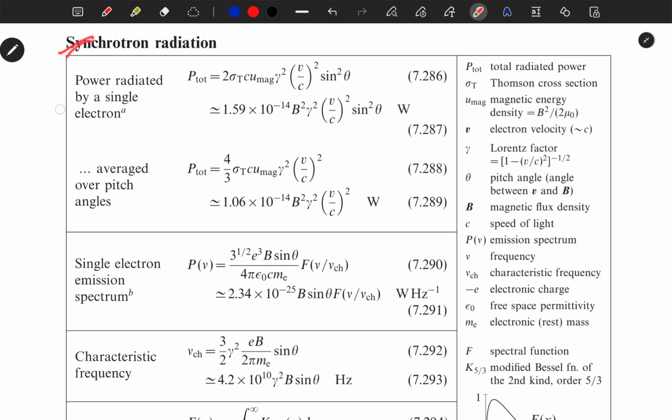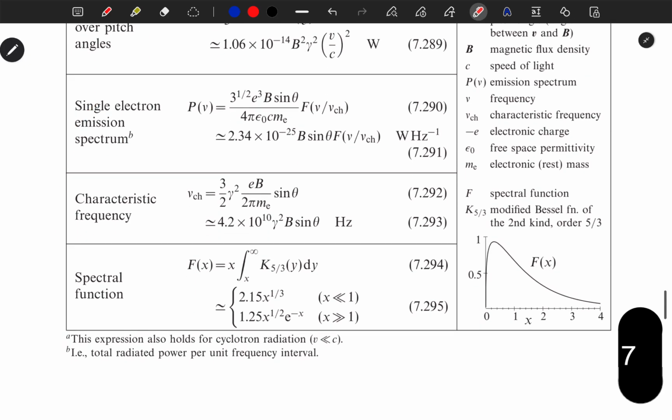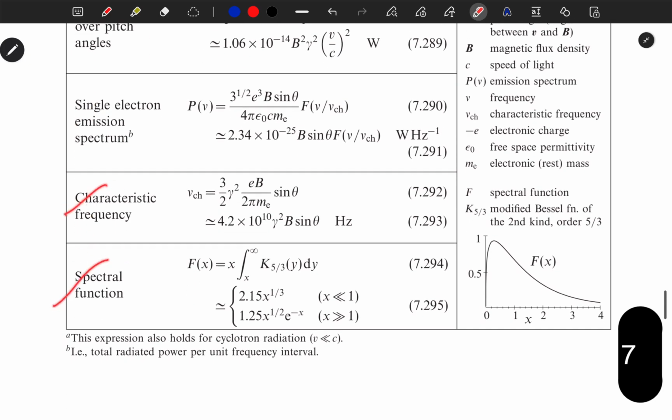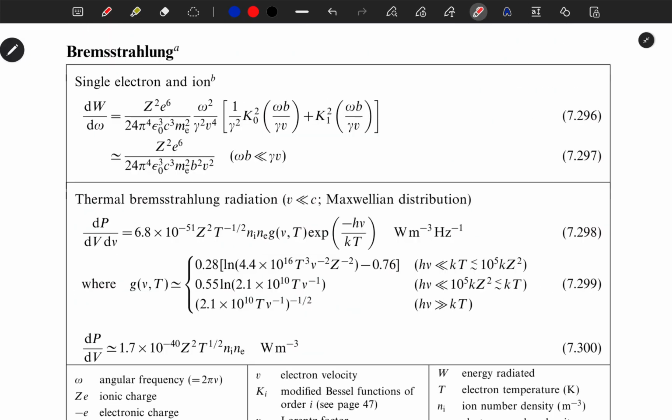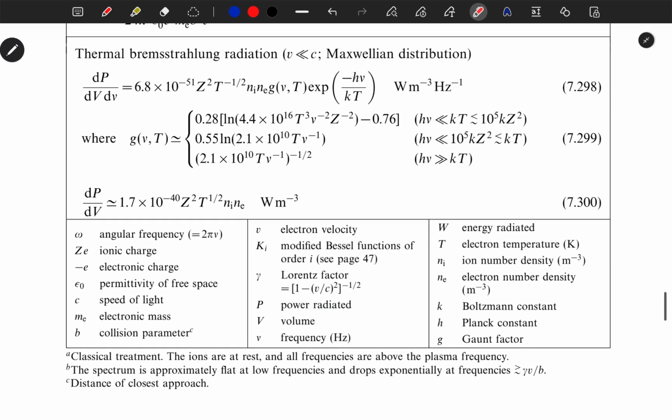Cyclotron radiation, power of radiation by a single electron, average over pitch angle, single electron emission spectrum, characteristic frequency, spectral function. Bremsstrahlung, single electron and ion, dW by d omega, thermal Bremsstrahlung radiation for Maxwellian distribution, dP by dV by d omega, dP by dV equal to this formula. So that's it.